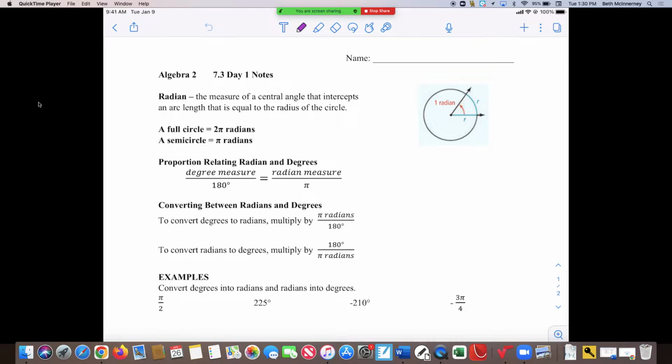We played with the yarn, and what we did, and I have it over here, is that we took our yarn, and the yarn was the length of the radius, and we went and we measured on the arc, on the outside of the circle, the length of the radius. Well, then this angle is called a radian.